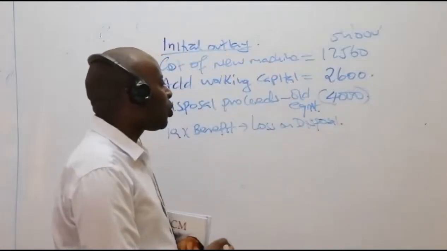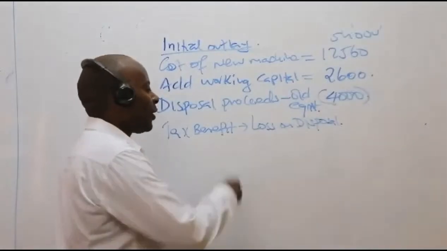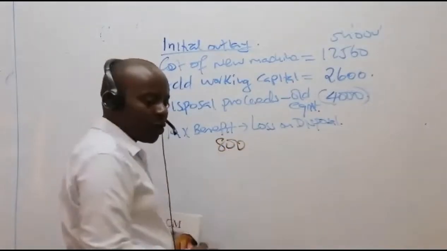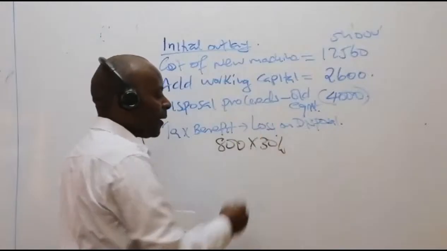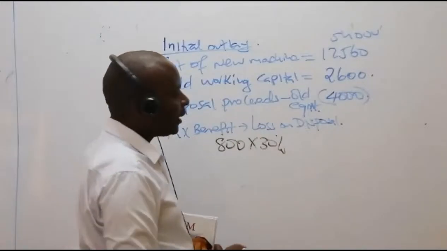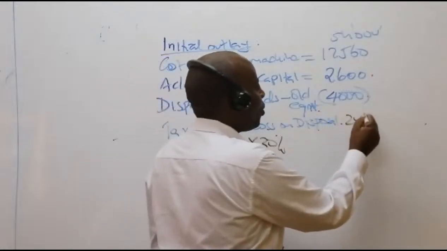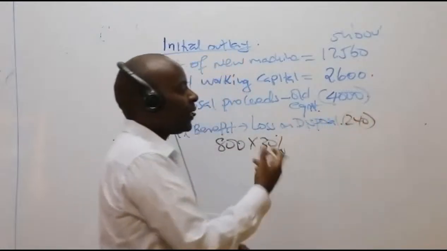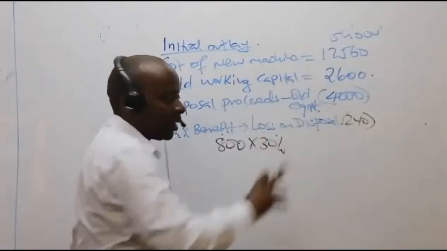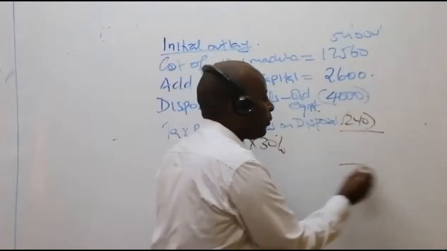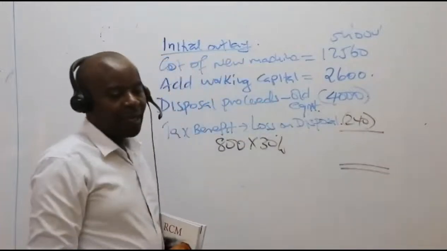Remember, you were the ones who told me that our loss on disposal is 800. So 800 times what? Times 30%. So 800 times 30% gives us what? 240. Because it's a benefit, it has to be taken as a negative, because we are putting these figures in a cost statement. So then at the end of the day, what figure are we looking at as our initial outlay?